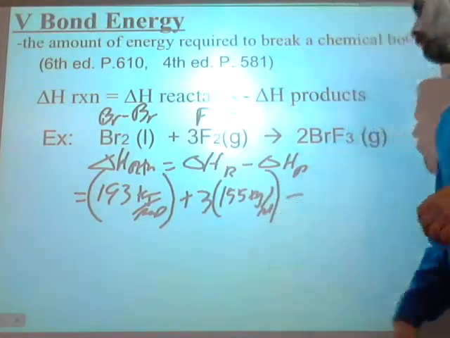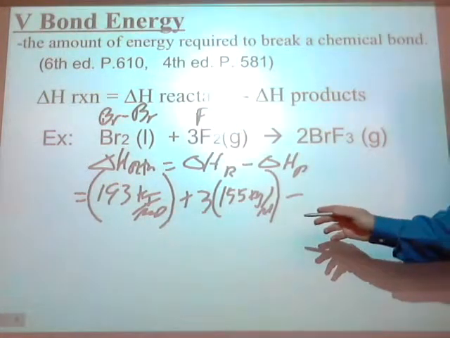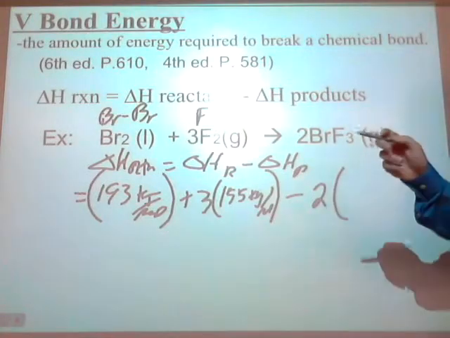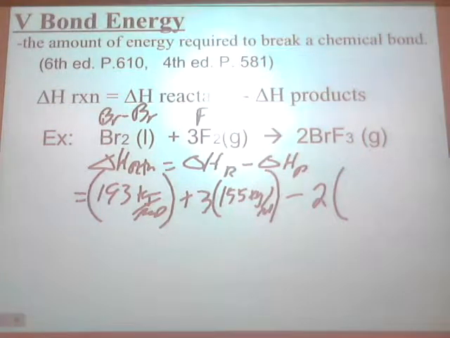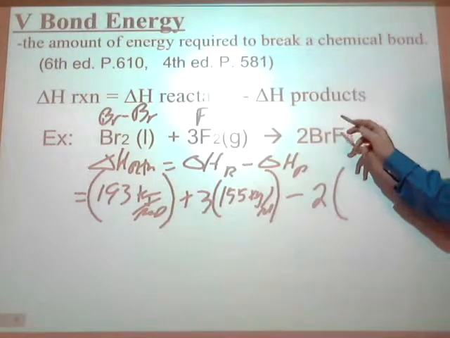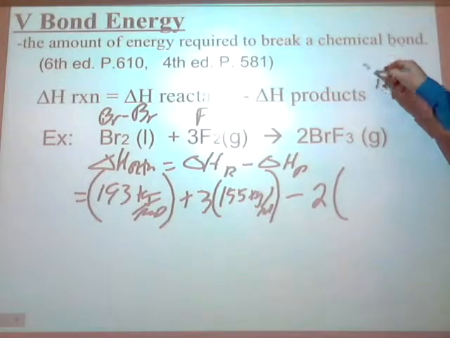All right, minus. This is where it's weird. You would probably think to yourself, minus, okay, 2 times whatever Br and F is. But that's not correct. Because if I were to draw out the BrF3 molecule, the only way you could draw that would be like this.